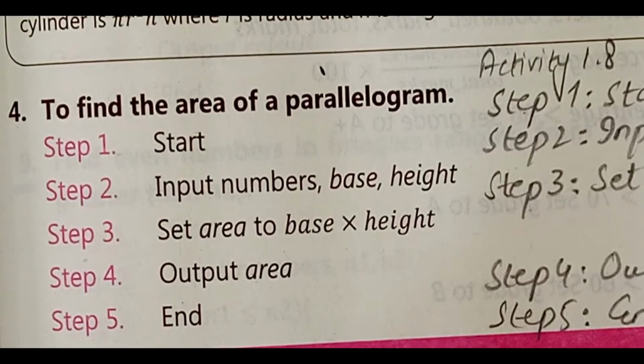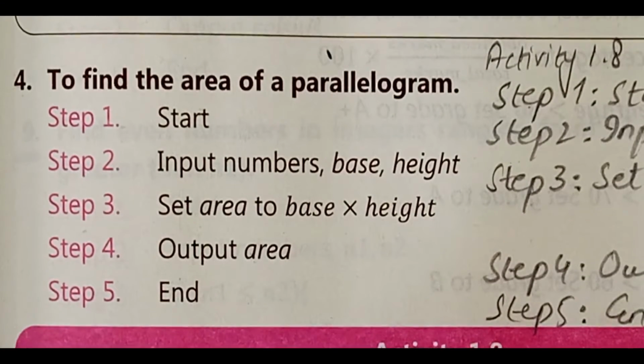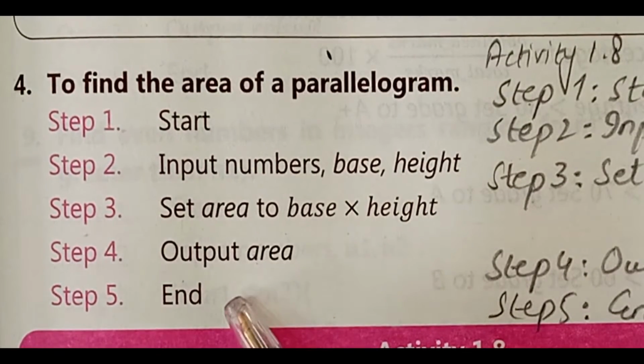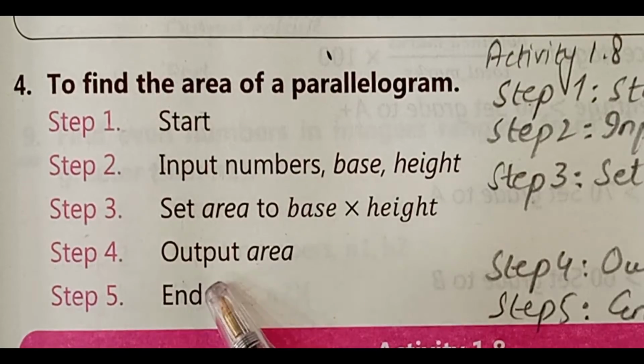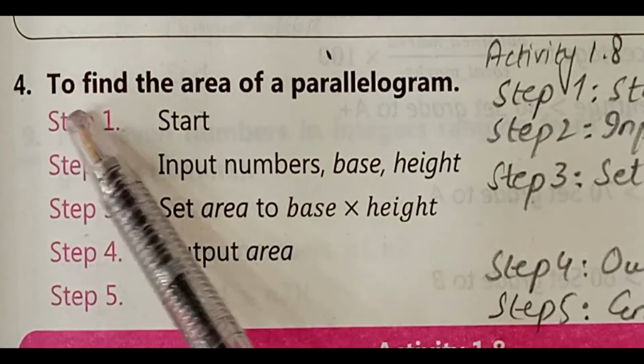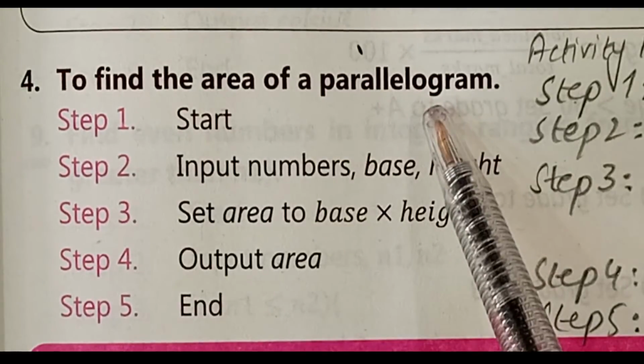Subject computer science. Unit number 1 problem solving. Students, in the previous lecture we have solved first 3 examples of algorithm. So today we are going to continue the examples of algorithm. Example number 4 and it's on page number 19. To find the area of a parallelogram.